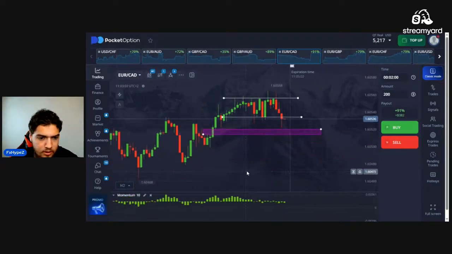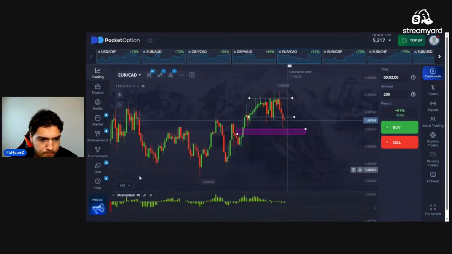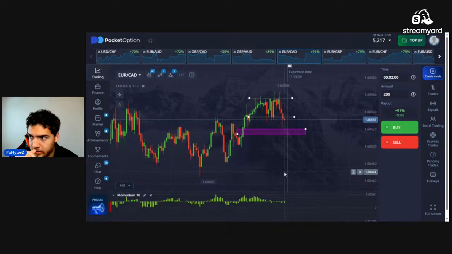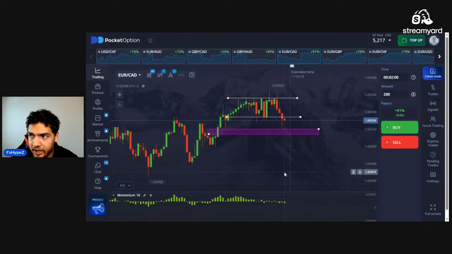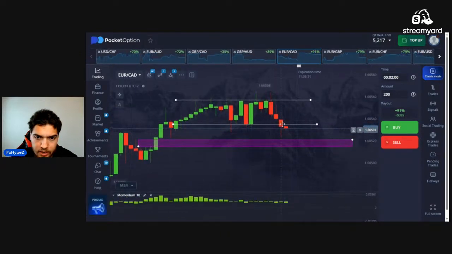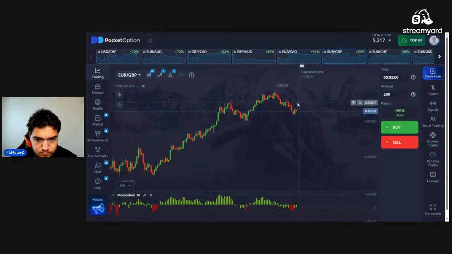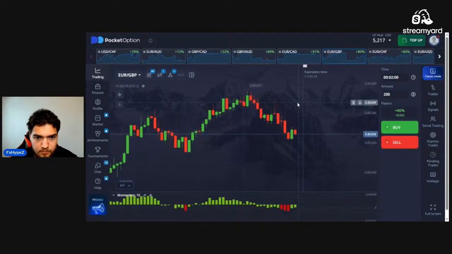Now Euro CAD, that's a little irritating. Momentum's not shifting red. I would have taken a sell position already on Euro CAD with this support break, but I guess we got to move on, man.